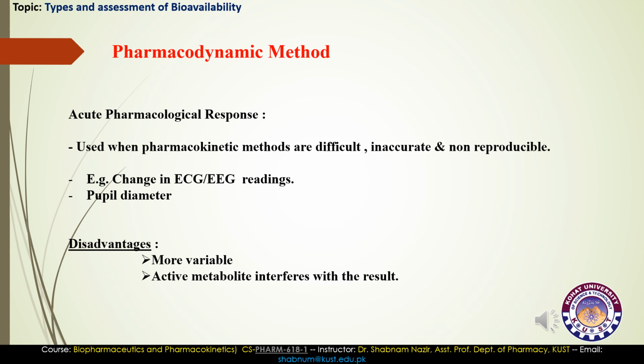Now, the disadvantage of the method is that it is variable, as we know that the drug response varies from one individual to another based on various factors. Similarly, the drugs might be producing active metabolites, which sometimes have the same pharmacological response as the drug, or sometimes might be more potent than the parent drug. So that results in interference with the final results, and results might not be reliable.